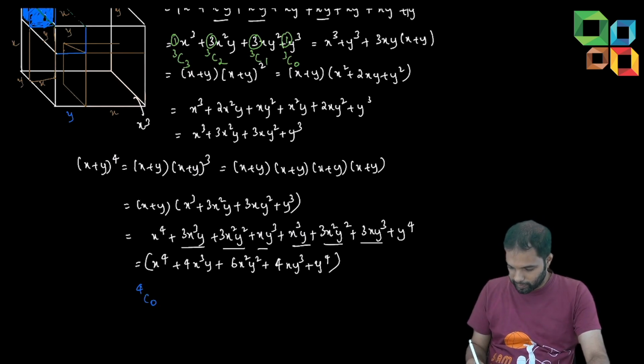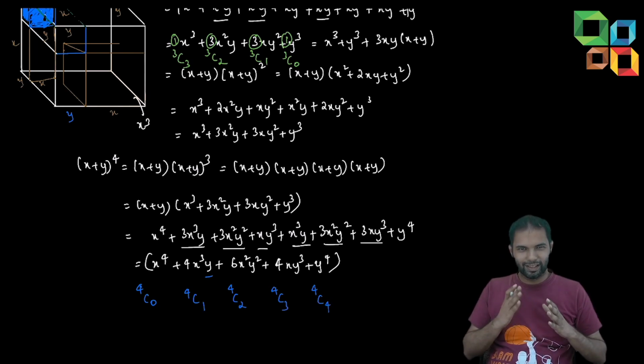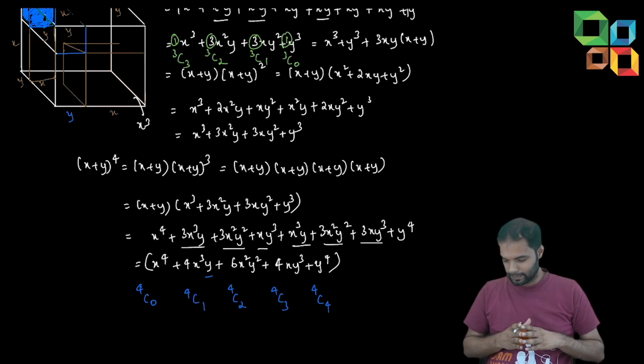4C0. How many y? 1 y. Out of the 4 y's, I have to get only 1 y. So 4C1. Out of the 4 y's, I have to get 2 y's. Out of the 4 y's, I have to get 3 y's. Out of the 4 y's, I have to get 4. It's easier to see. It's 4C0, 4C1, 4C2, 4C3, and 4C4, right?